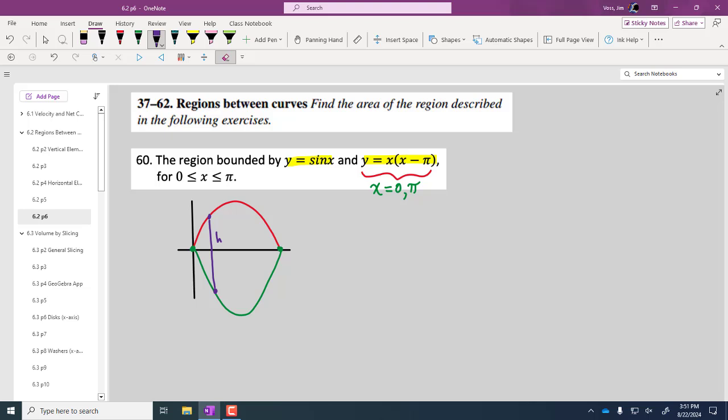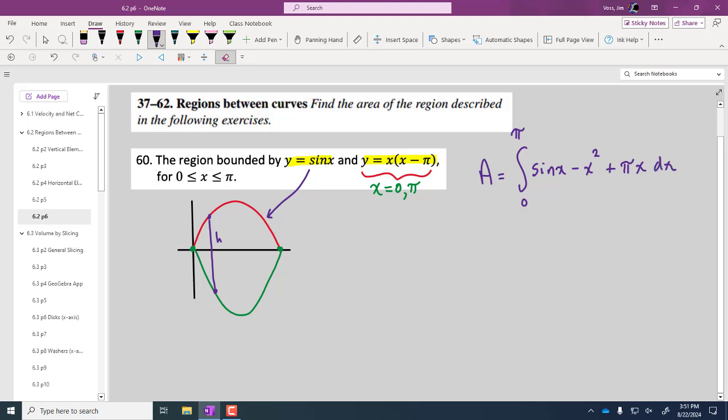All right, so area is the integral then from 0 to pi for this one. And then the height of that rectangle is the upper curve minus the lower curve. The upper curve is the sine, so it's going to be sine of x minus this curve, which we're going to distribute so that we can integrate term by term. So it's going to be minus x squared plus pi times x. How's that look? So that'll be our integral. That is our setup. Ramble on. Integral of sine is negative cosine.